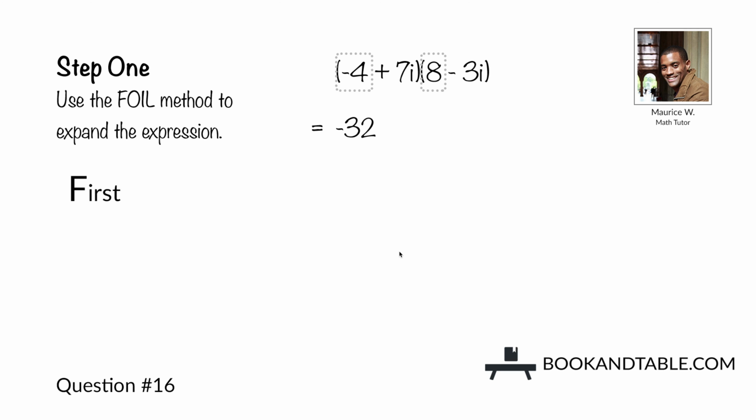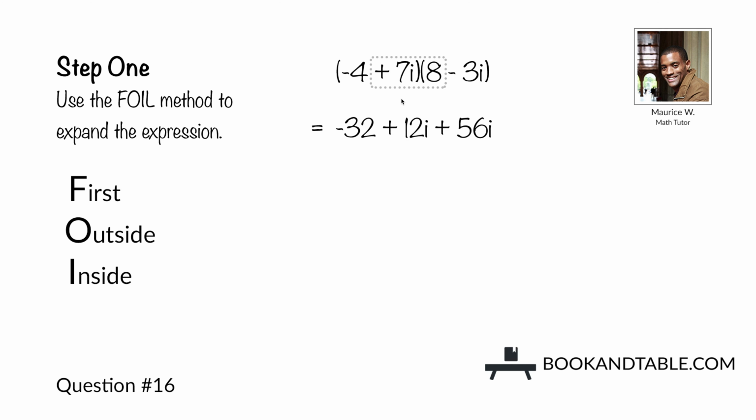Step 1, use the FOIL method to expand the expression. So F stands for first, so we'll multiply the first term in each complex number. So that gives us negative 4 times 8, which would be negative 32. We then want to multiply our outside terms, which gives us negative 4 times negative 3i, which would be positive 12i. We then want to multiply our inside terms. 7i times 8 would give us 56i. And then we want to multiply the last terms in each complex number, which would be 7i times negative 3i, which would give us negative 21i squared.